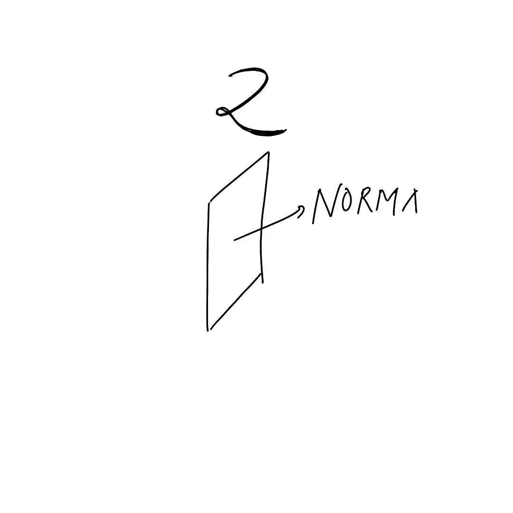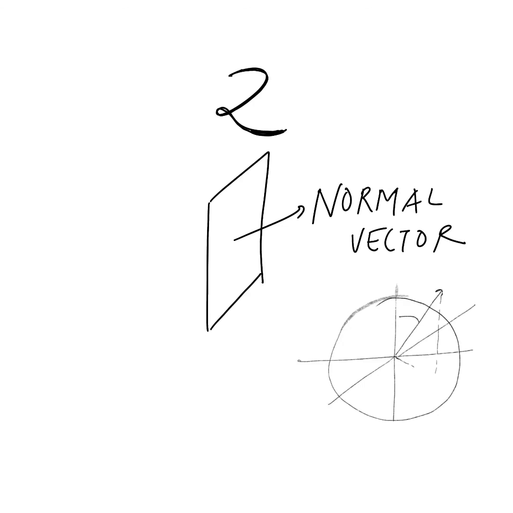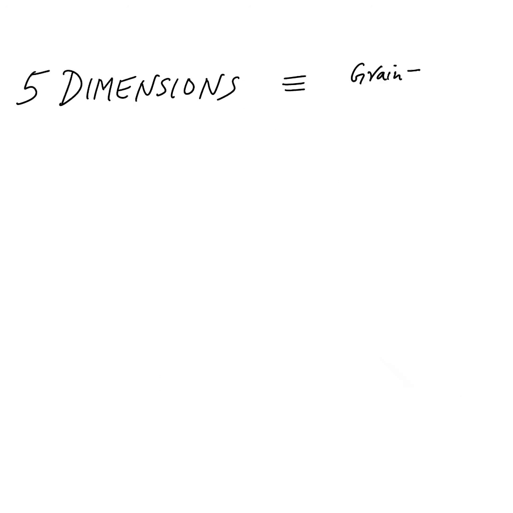The other thing is the normal vector. Now as we know, it's in the spherical orientation space, so it's represented by two angles, one that it makes with the z-axis and the other that its projection on the xy plane makes with the x-axis. So there we have 5 dimensions of a grain boundary.